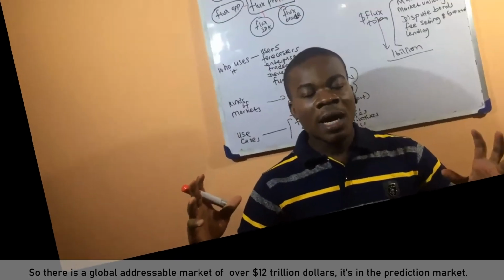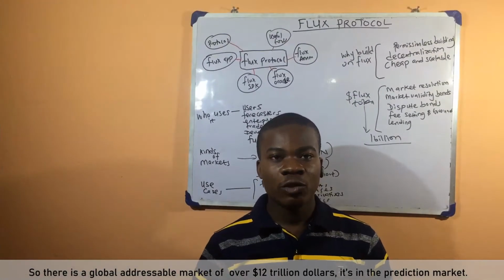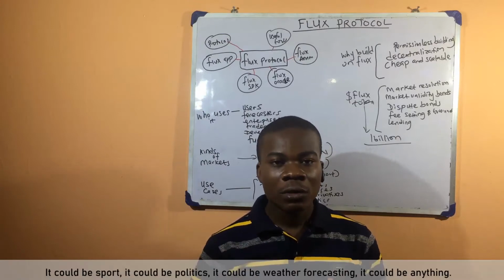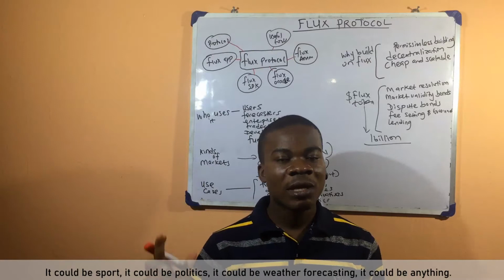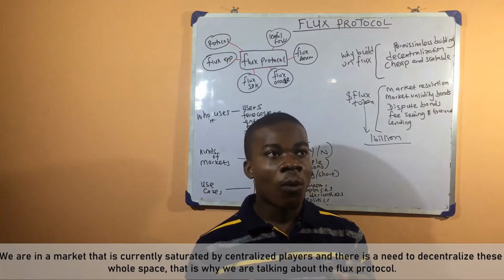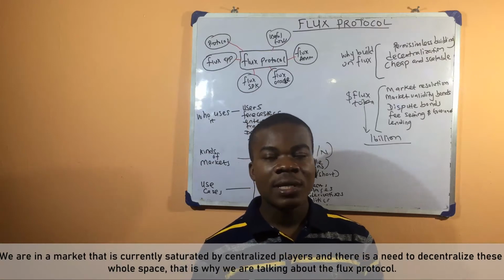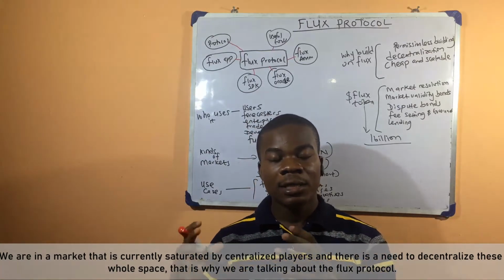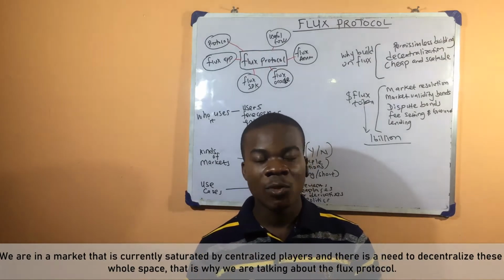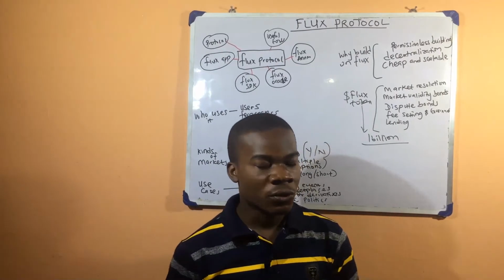So there is a global addressable market of over $12 trillion. It's in the prediction market. It could be sports, it could be politics, it could be weather forecasting, it could be anything. We are in a market that is currently dominated by centralized players, and there is a need to decentralize this whole space, and that is why we're talking about the FLUX protocol.